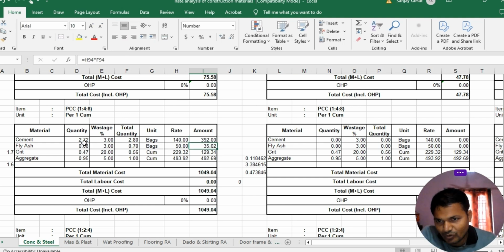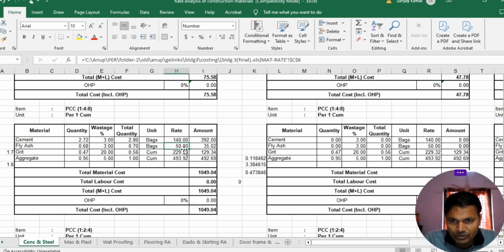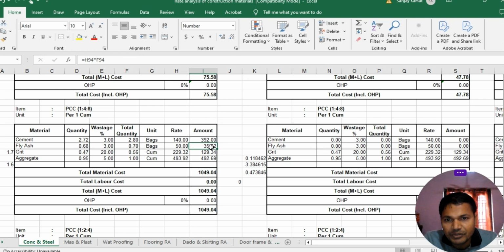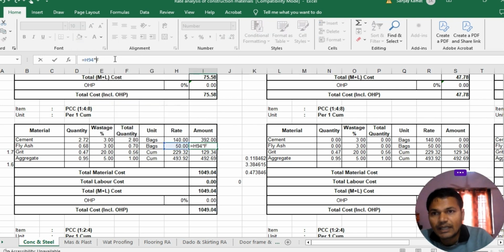Now fly ash. This time we have taken the quantity how much? 0.68 only. And the wastage percentage of the fly ash is 3%, and the total quantity we have taken is 0.70. The fly ash unit we have taken is bags, and the rate is how much? 50. So multiply this, 50 into 0.70 is equal to how much? 35. So again we have to edit this. This is not approximately, exactly 35, so we make it exactly 35.